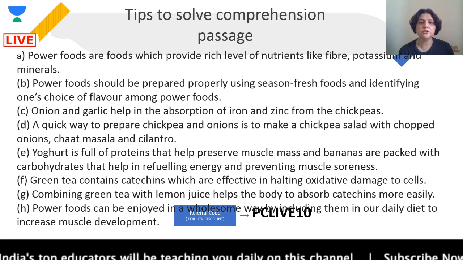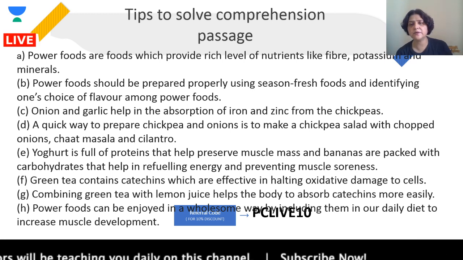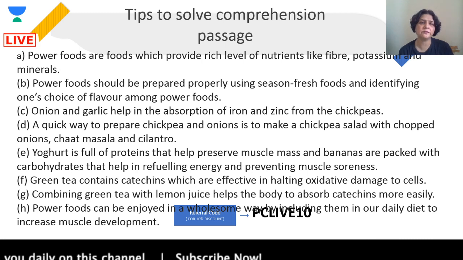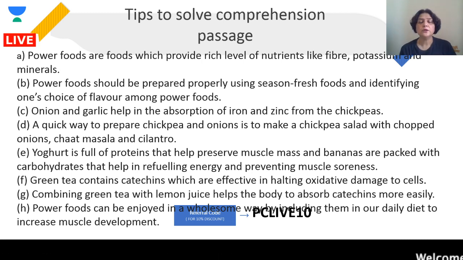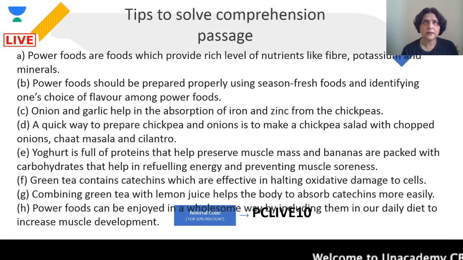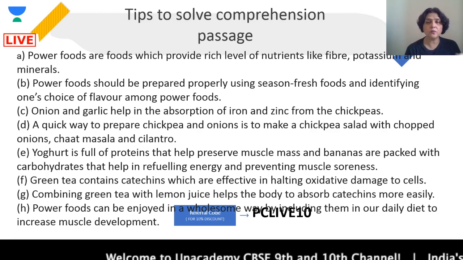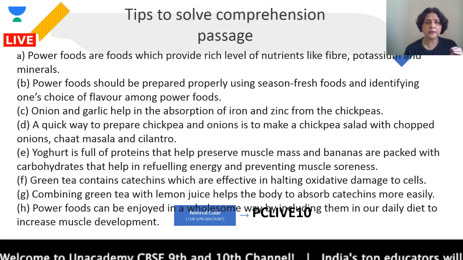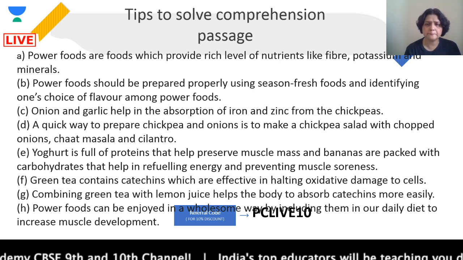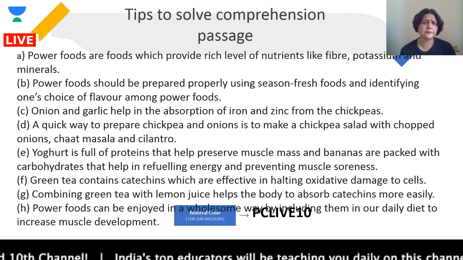Power foods should be prepared properly using seasoned fresh fruits and identifying one's choice of flavor among power foods. If you see, the answer is very simple, very specific. Your own words have been used, and it is just depicting spot on ideas.